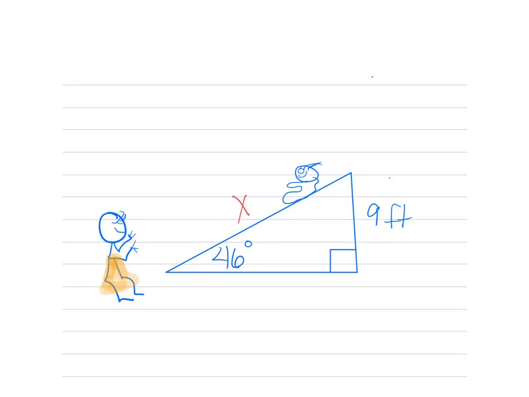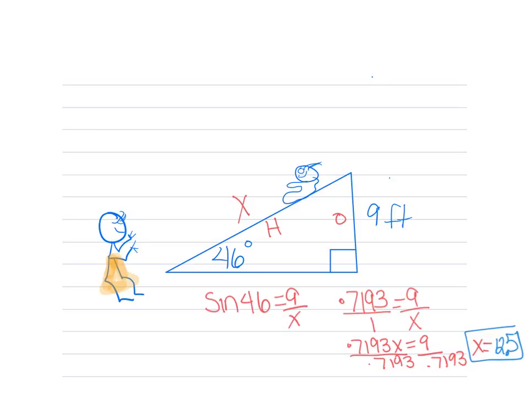So if we label everything, this is opposite and this is hypotenuse. So let's figure out the length of the slide. After we set it up, sine of 46 is equal to 9 over X. We get that X is equal to 12.5. So the length of the slide is 12.5.